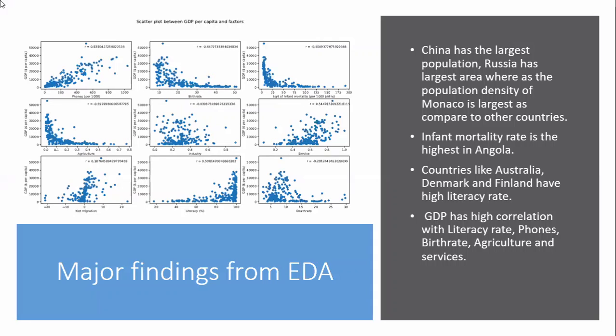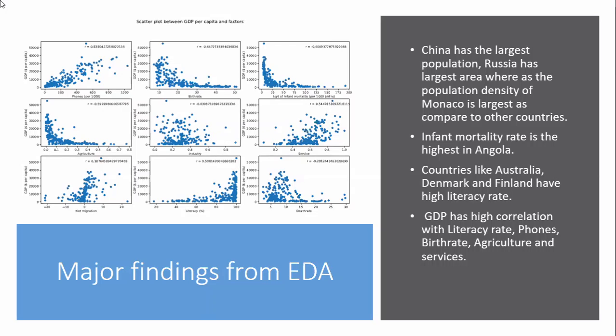So moving on further, I'll talk about the univariate analysis that we did. Here in the slide, you can see a scatter plot between GDP and the other per capita factors. On the right hand side, you're seeing the major inferences that we got from the univariate analysis.